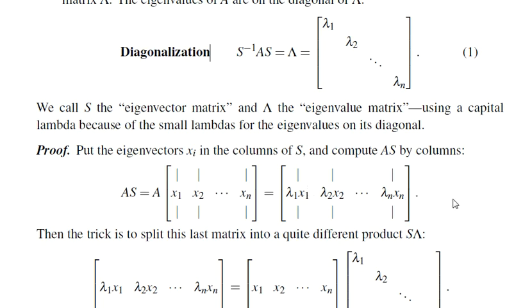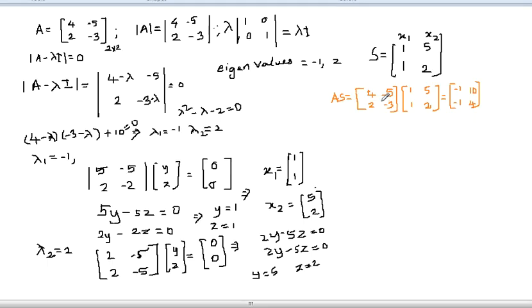If it is of nth order, then lambda n into xn, because we'll be having n number of eigenvalues as well as n number of eigenvectors. So it would be in this fashion. Just see it here. If it is A into S for this matrix, then it would be -1, -1, and 10 and 4, which clearly says that it can be written as it is.